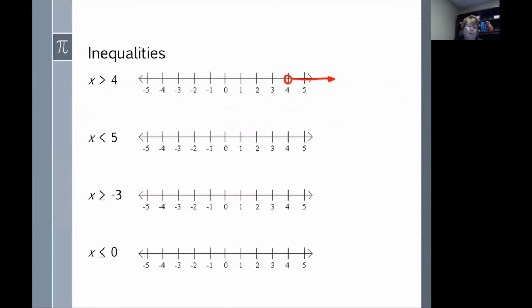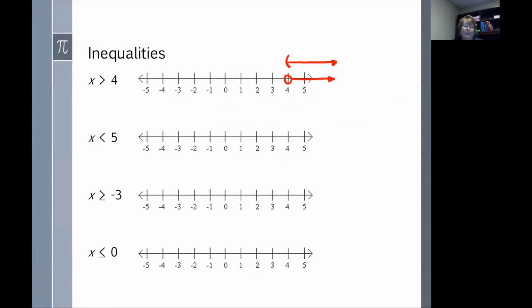Now, in algebra, we typically don't draw this graph with an open circle. We use a parenthesis. So we draw a parenthesis at 4, and then a line with an arrow to the right. So what does that line with the arrow to the right mean? It means that we could continue on to infinity and those numbers will still be larger than 4. So any number to the right of 4 is larger than 4, greater than 4.